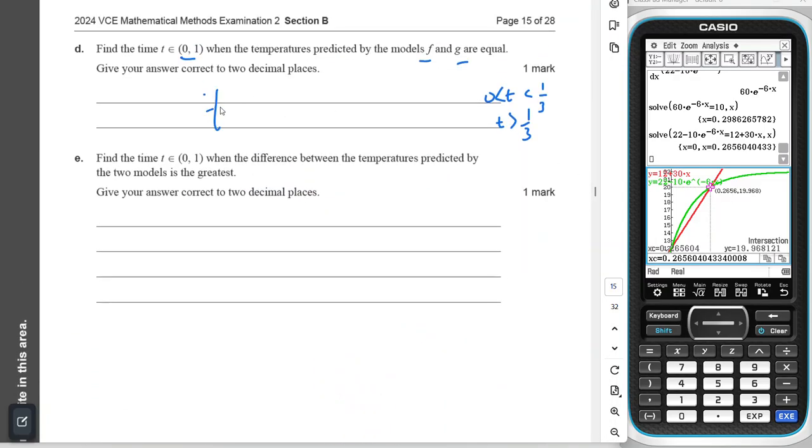1 mark. T equals 0.265, 0.27 to 2 decimal places. Next: the time when the difference between the temperatures of the two models is the greatest.